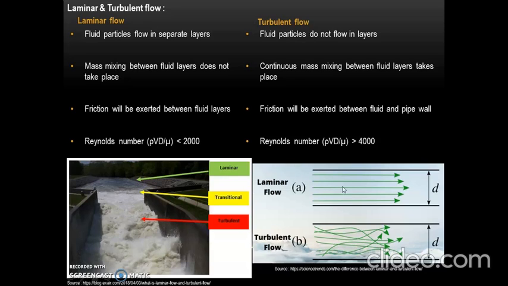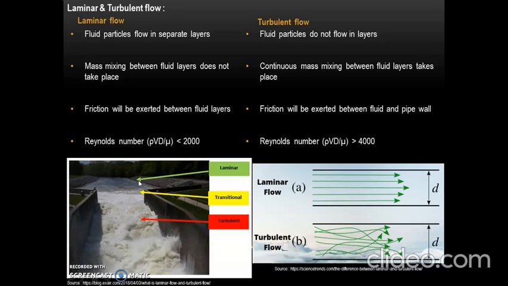Friction will be exerted between the fluid layers in case of laminar flow, and in case of turbulent flow, friction will be exerted between fluid and the pipe wall. In case of laminar flow, Reynolds number, which is rho Vd upon mu, is less than 2000, whereas in case of turbulent flow, Reynolds number, that is rho Vd upon mu, is greater than 4000. And if Reynolds number is in between 2000 to 4000, then it is referred to as transitional flow.